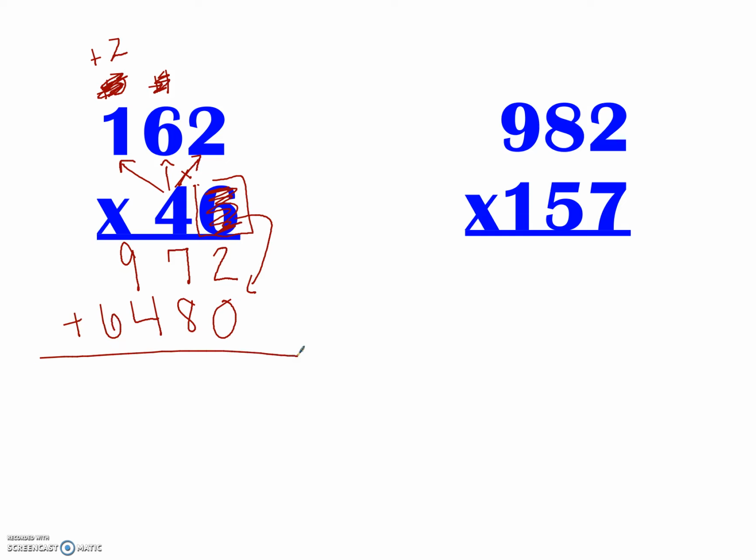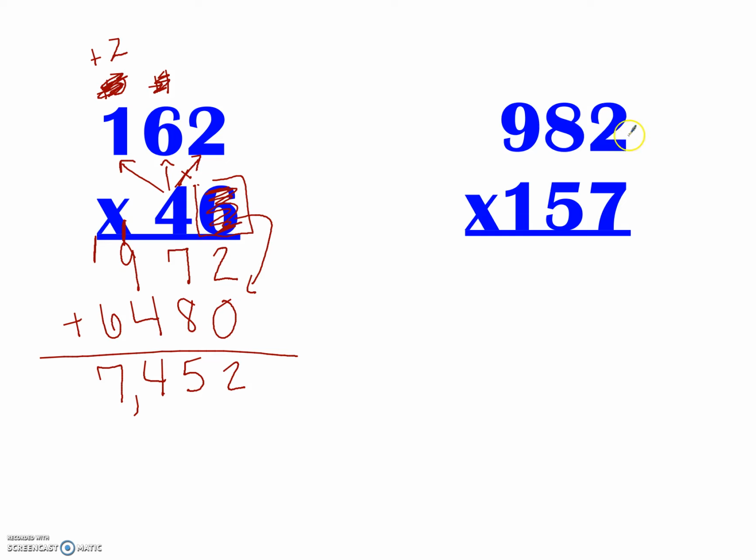Now we have to add it up. So 2 plus 0 is 2. 7 plus 8 is 15. Put our 5 down. We're going to regroup that 1. So 1 plus 9 is 10. Plus 4 is 14. Put your 1s down. Carry your 10s over. 6 plus 1 is 7. So our answer is 7,452.